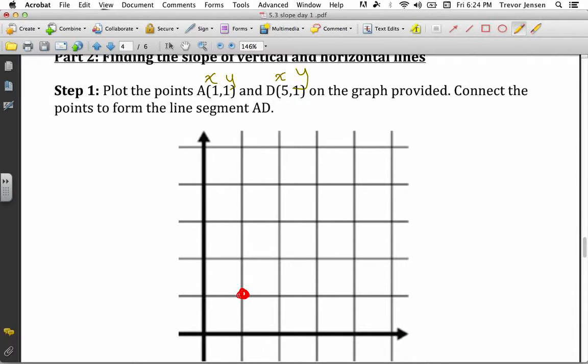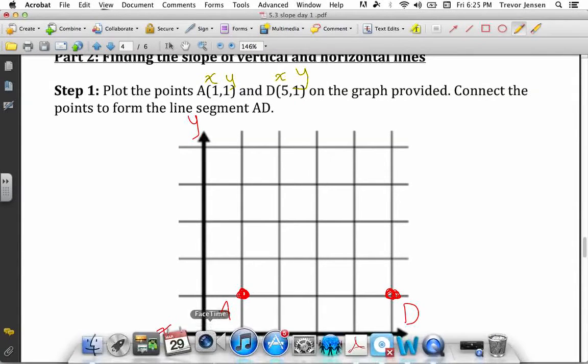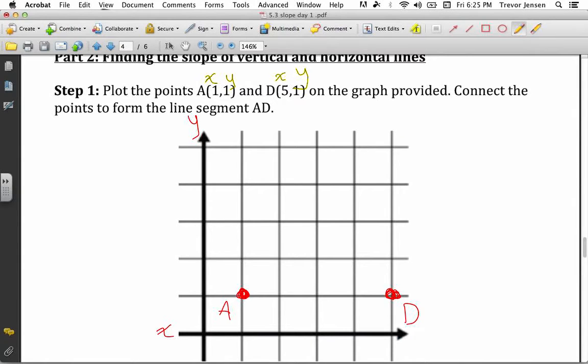I'll label that point A. And point D is 5, 1. So that means when x is 5, y is 1. When x is 1, 2, 3, 4, 5, y is equal to 1. So that's point D. I remember that the vertical axis is the y-axis, and the horizontal axis is the x-axis. Let's connect these 2 points to form a line.